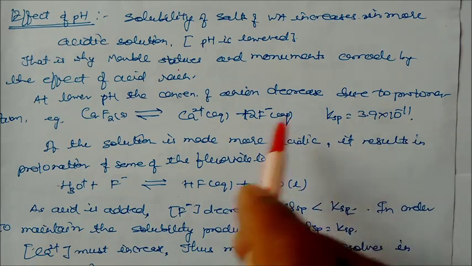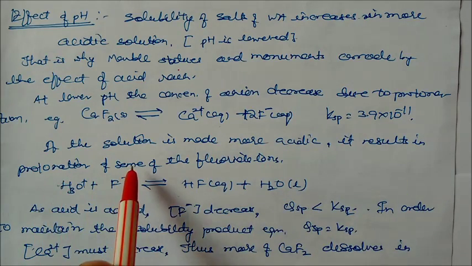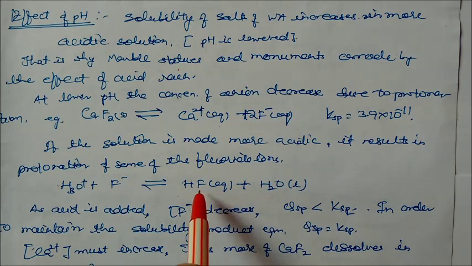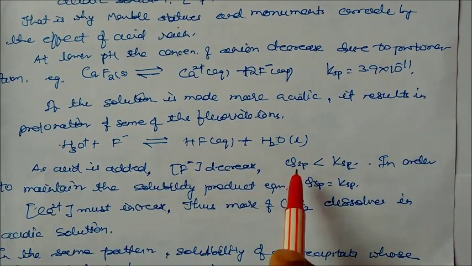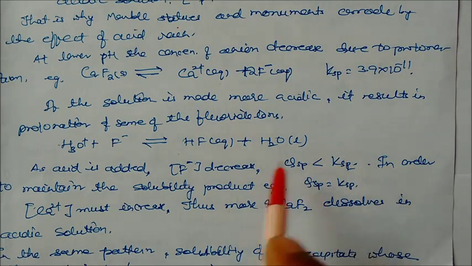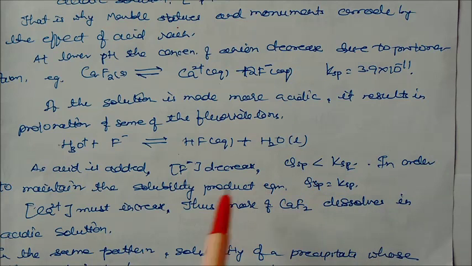If the solution is made acidic, what will happen? The acid will give some protons to the fluoride ion. So fluoride plus proton will form HF. On forming HF, what will happen? The concentration of fluoride will decrease due to the formation of HF. So the ionic product will decrease, and it becomes less than the Ksp. In order to maintain the solubility product, they should be equal to each other. Then what do we have to do? We have to dissolve more calcium, so that more calcium fluoride dissolves in acidic solutions.